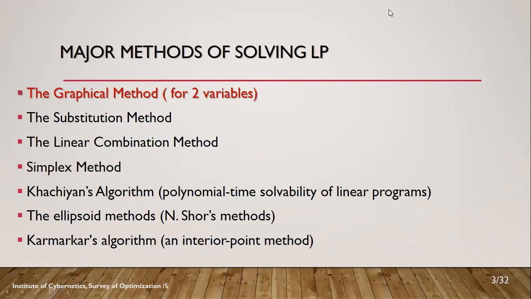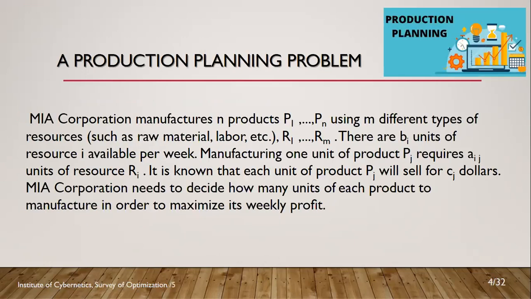Now, to begin with, let's list major methods of solving LPs. The first one and the easiest one is the graphical method, which is applicable for two variables. Then the substitution method, the linear combination method, simplex method, Khachiyan's algorithm, the ellipsoid methods introduced by Naum Shor, Karmarkar's algorithm, which refers to an interior point method. Today, we will introduce the graphical approach for solving two variable linear programming models.